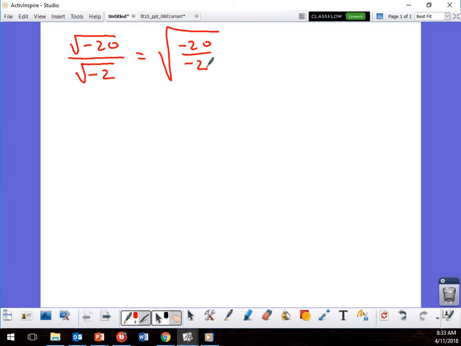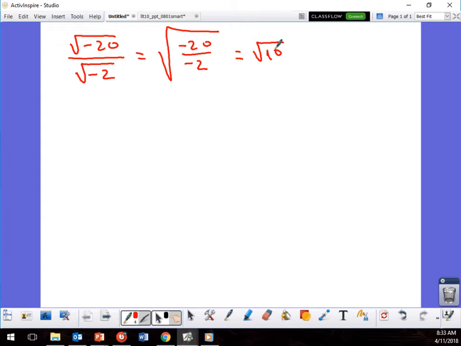So, a negative divided by a negative is positive, so that goes away, right? I'm going to have 20 over 2, which is just 10. So my answer is square root of 10. That's it. Or would you rationalize?